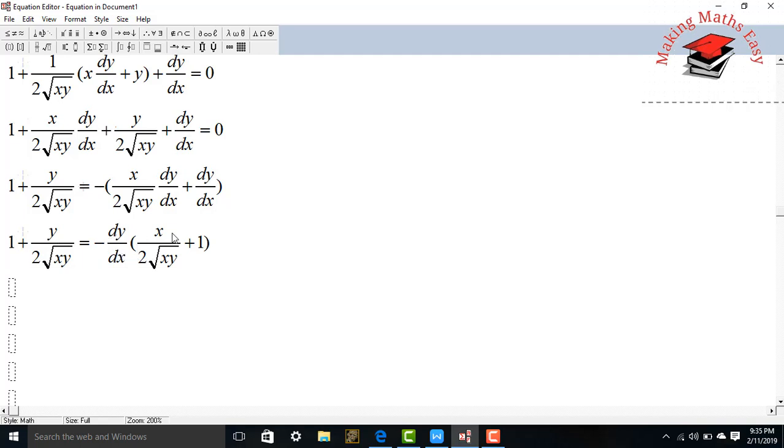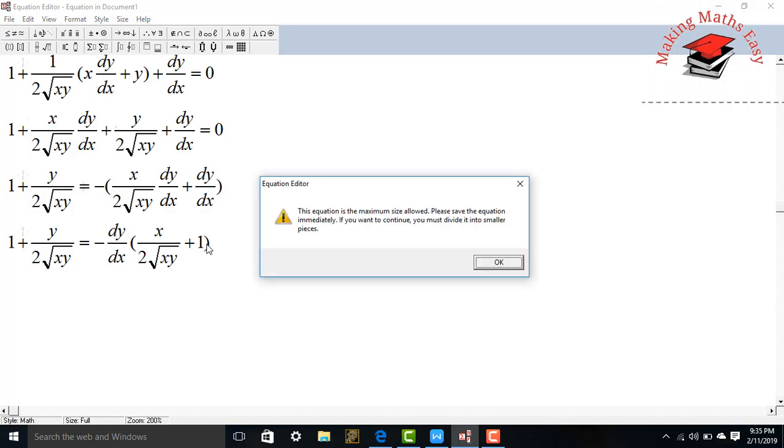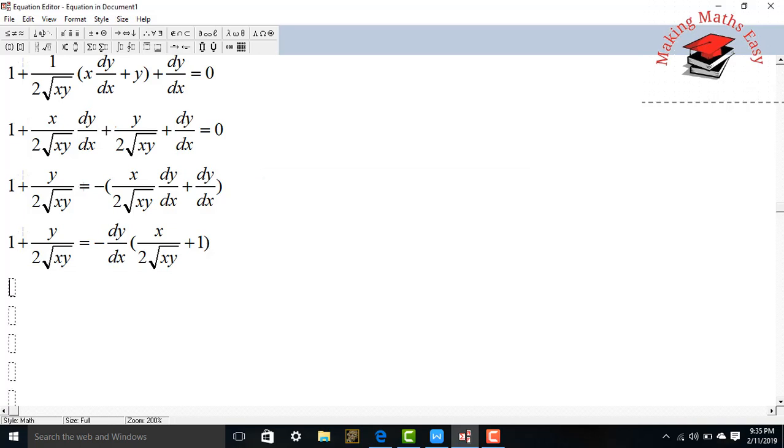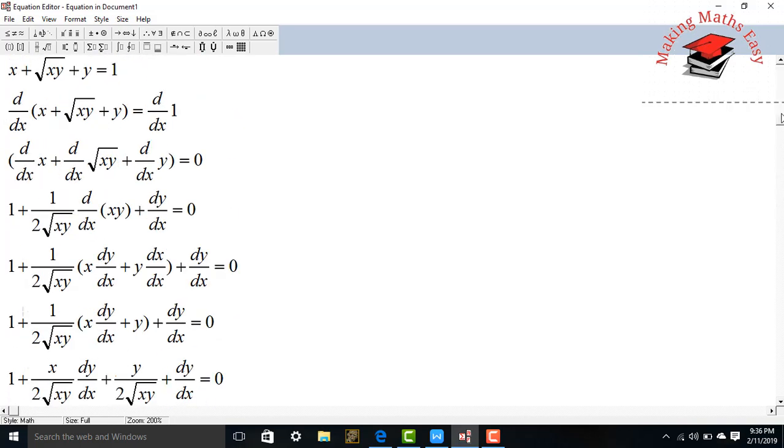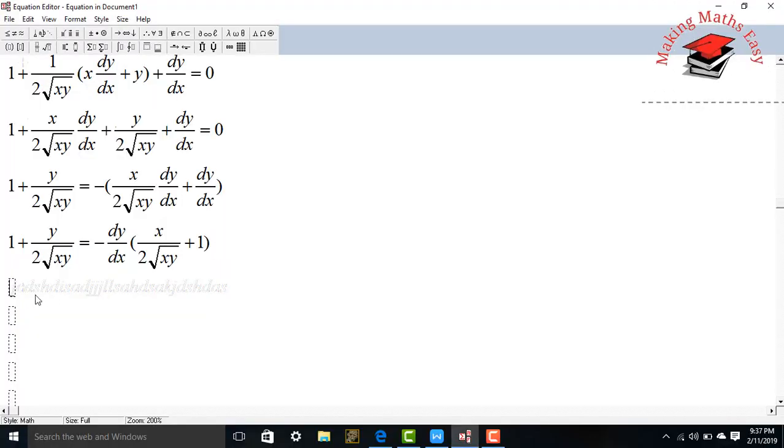So take the minus sign inside, or you can keep it as it is, or you can shift the minus sign over here on the left hand side. So the final dy by dx will be equal to negative of, or minus of.